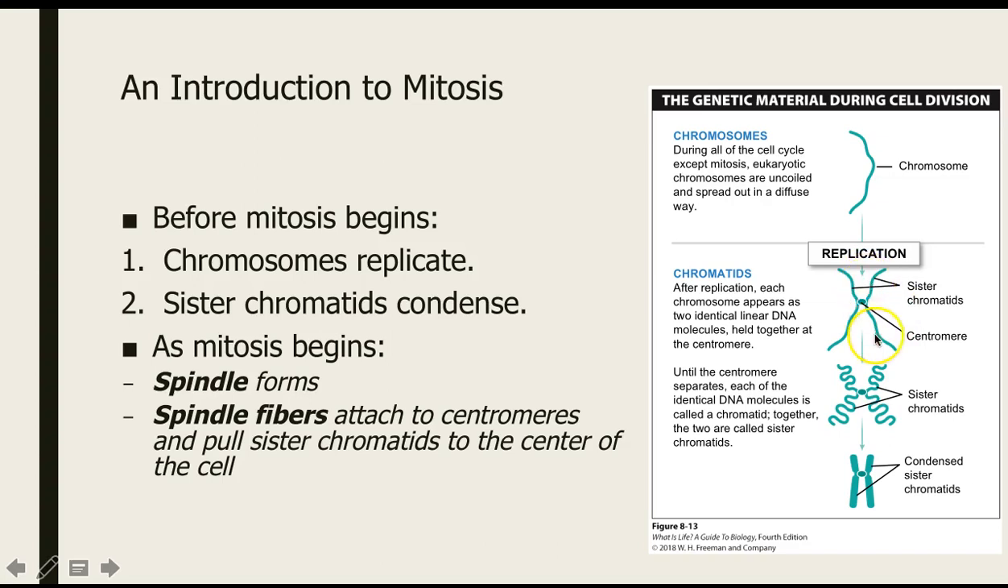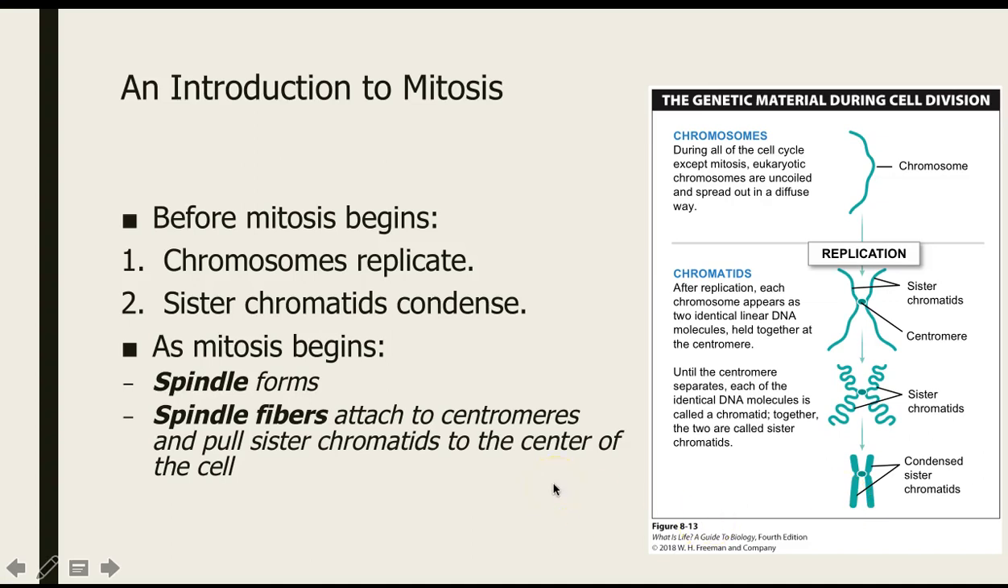Eventually, after replication, and this again is a little confusing the way your book is presenting it, this all happens in interphase, going from here to here. That happens in interphase. This condensing, that happens during mitosis. So this line is almost confusing. This happens in interphase during the S phase of interphase, and this happens during the first phase of mitosis.